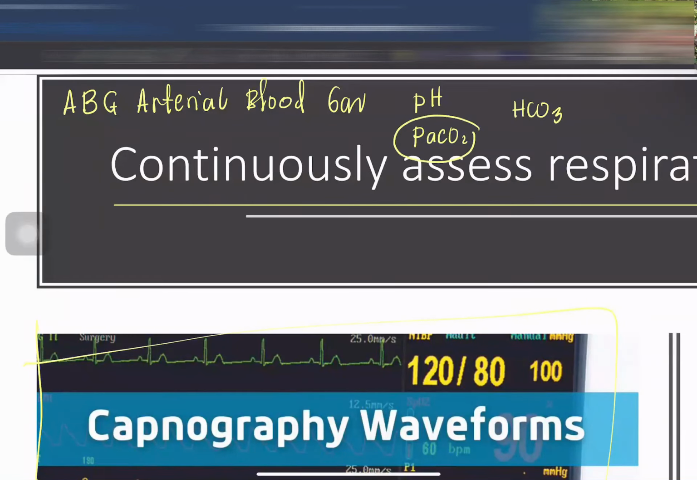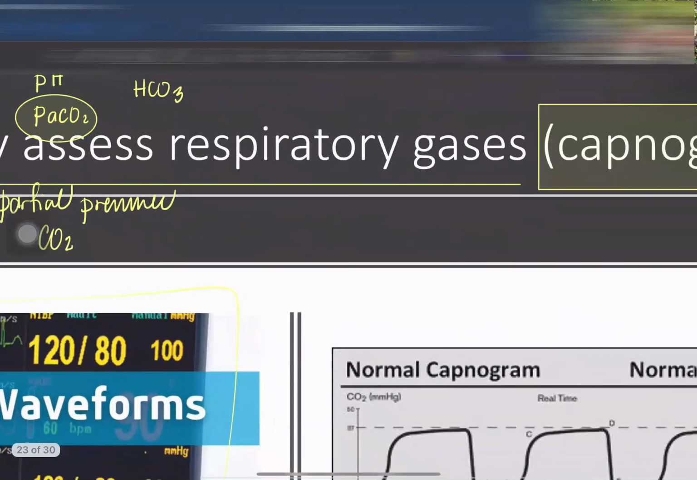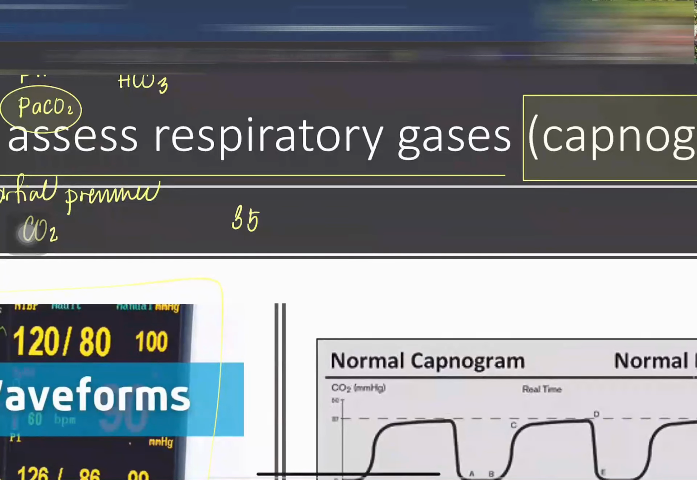Class, when I say PaCO2, that's the partial pressure of your carbon dioxide. Pag sinabi natin guys na partial pressure of carbon dioxide, the normal value of that in our bloodstream is 35 to 45 millimeter mercury. Okay, 35 to 45 millimeter mercury.